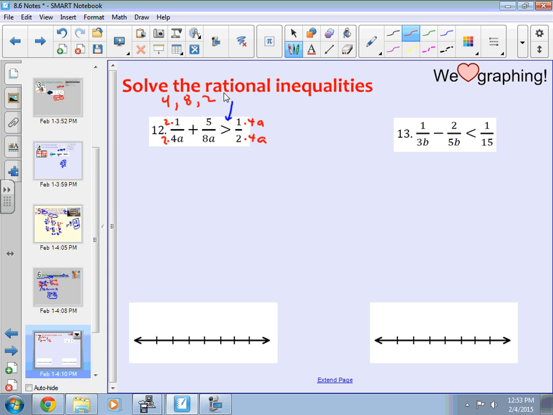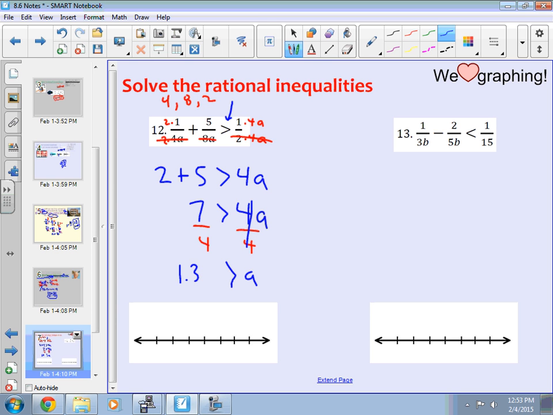So now if we would times all the denominators, they'd all disappear. We just have to solve the top. 2 times 1 would be 2, plus 5 is greater than, if you multiply this out, you get 4a. Now it's just solving. If we divide by 4, it looks like 7 divided by 4 is going to be about 1.75.